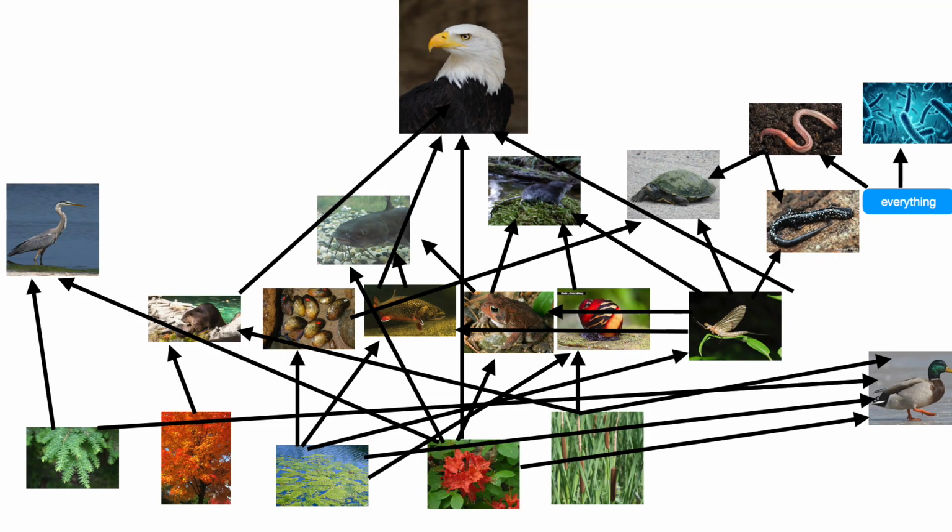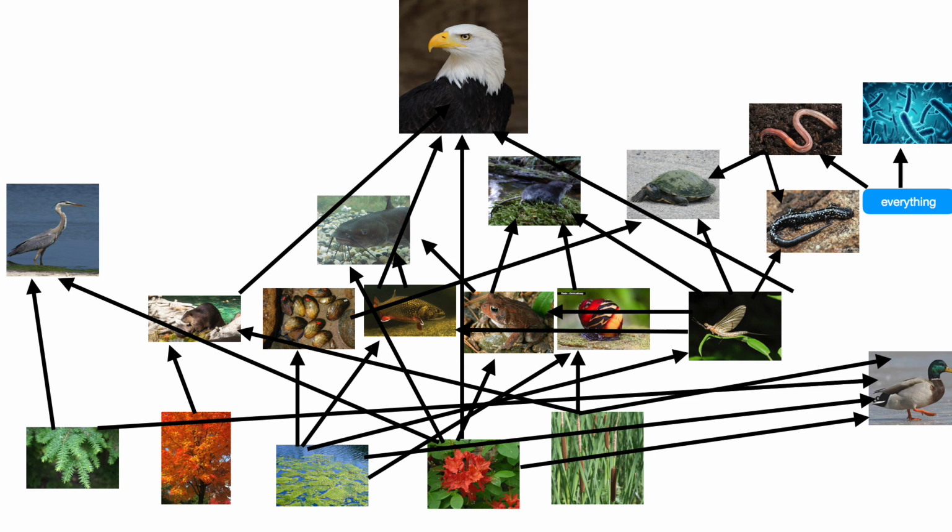This is the food web for the Delaware Water Gap. The producers are the eastern hemlock, the flame azalea, the sugar maple, the narrow-leaf cattail, and the blue-green algae.